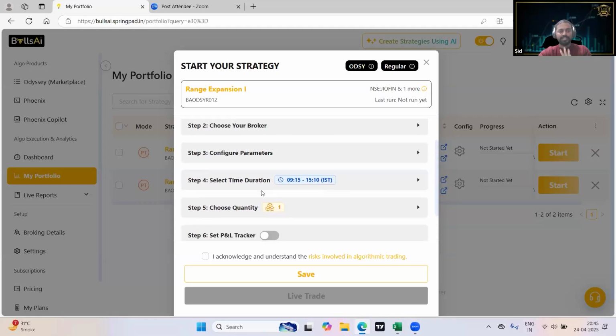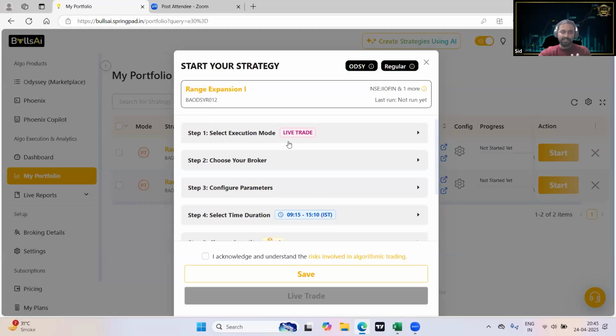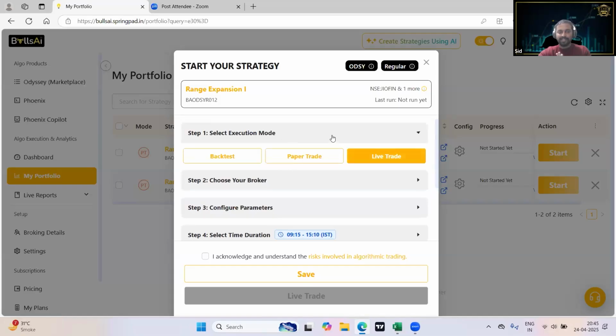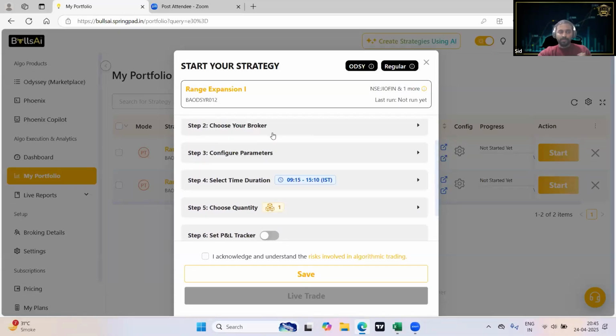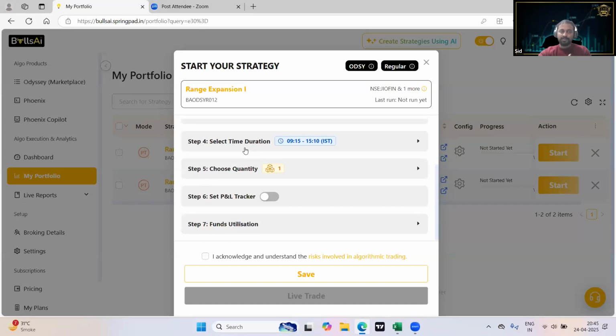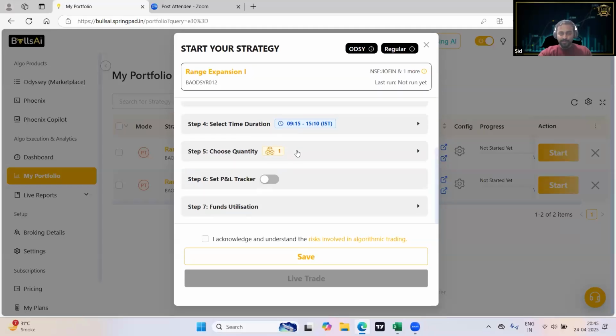So until now, we are on step 4. You don't select anything here. You just select live trading or paper trading. That's it. You don't choose anything in broker. It will always already be pre-selected. Configure parameters, again, nothing for you to input. Time duration, nothing. Quantities also you don't have to select. I will show you how the quantity will be selected for you. P&L tracker, again, you don't have to select. Both of these options you don't have to select.